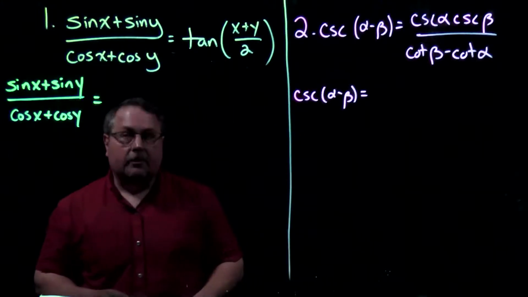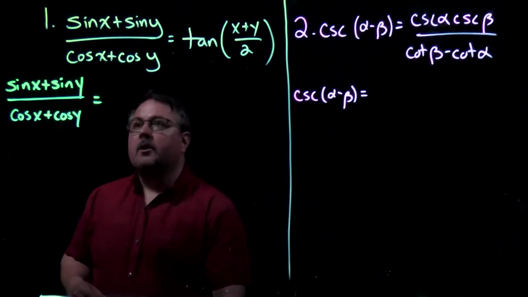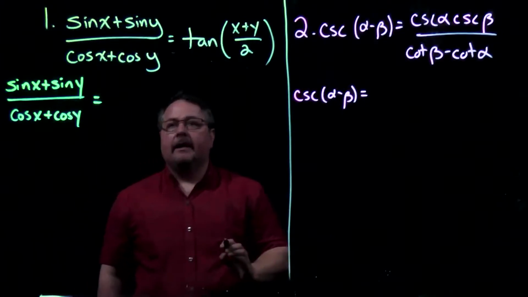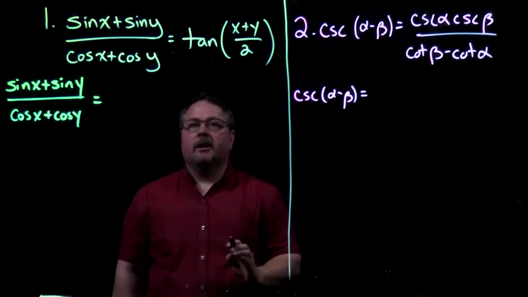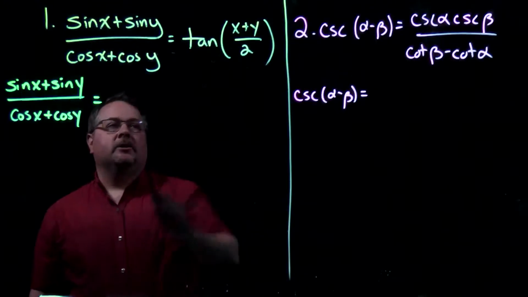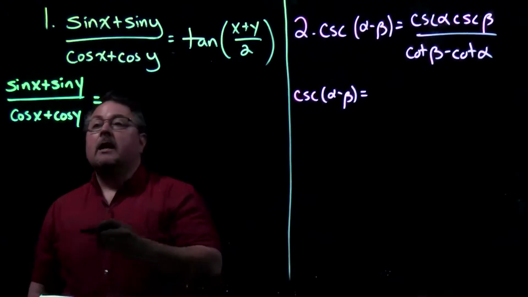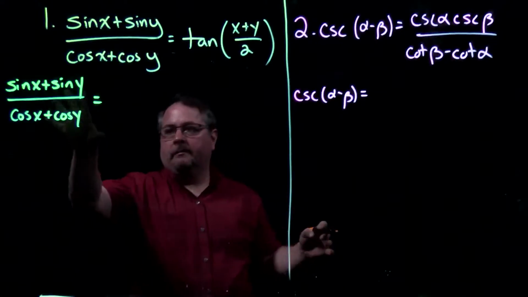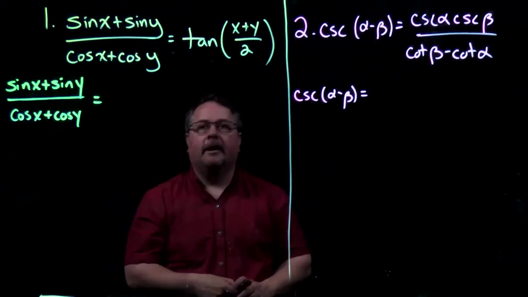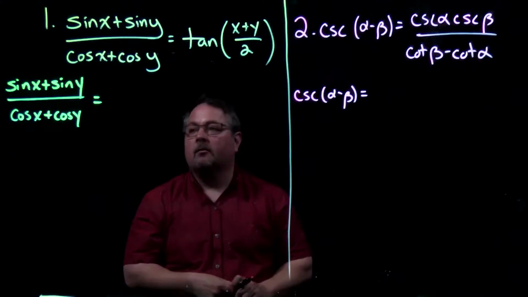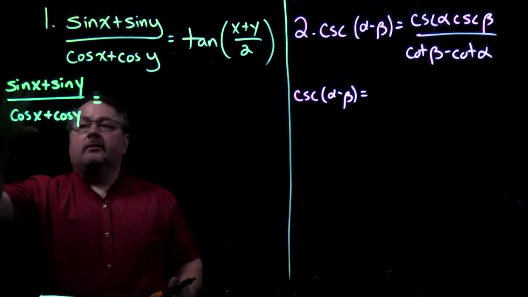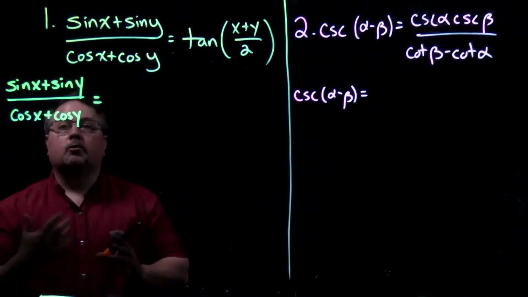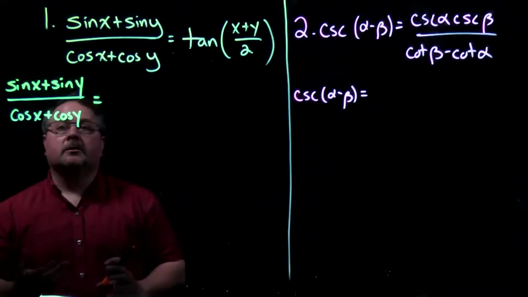So let's just focus our attention on this first example here, where we're going to prove the identity sine of x plus sine of y over cosine of x plus cosine of y is equal to the tangent of x plus y over 2. And I'm going to just work through this identity from left to right, start with the left-hand side and prove we can simplify it to the right-hand side using our formulas. Generally, the format of the left-hand side will tell us what formula we want to use to start out.